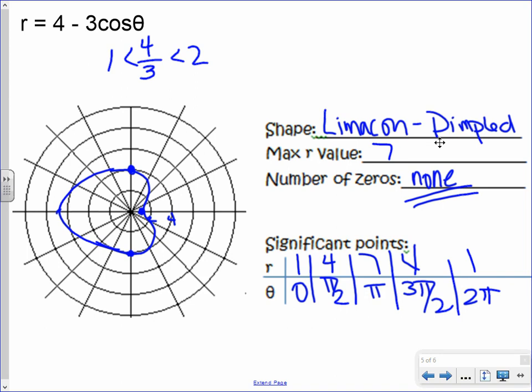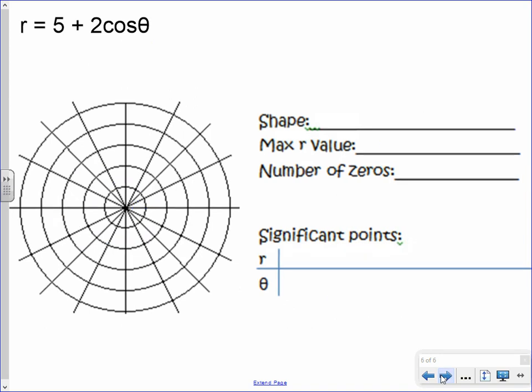All right, so Finn, how would we know without graphing it that a majority of this is to the left of the pole? What characteristics about the equation help us with that? Because it's minus. Okay, it's minus, so we know it has to be more negative. And what would tell us that it's left instead of down? Okay, so between the cosine and the subtraction, we know that it's to the left of the pole. Very good.